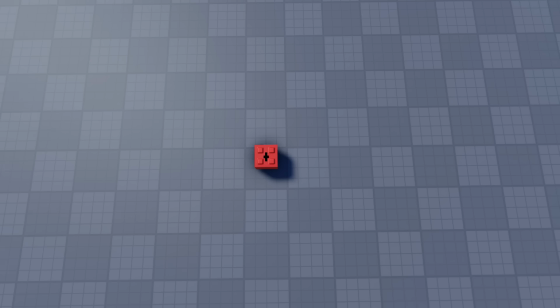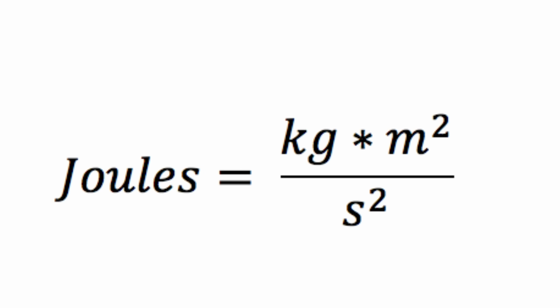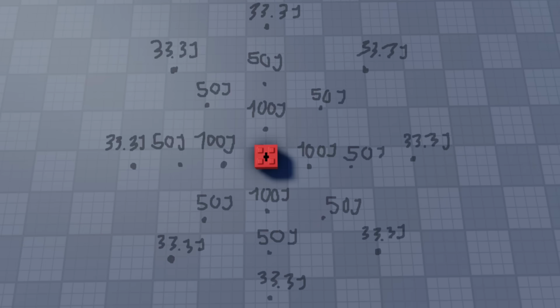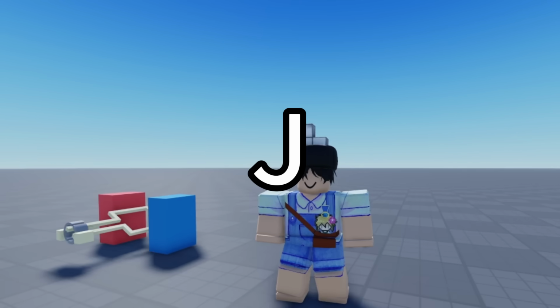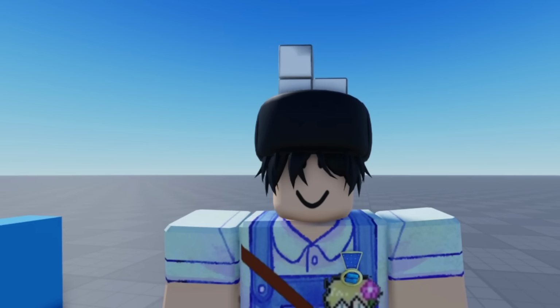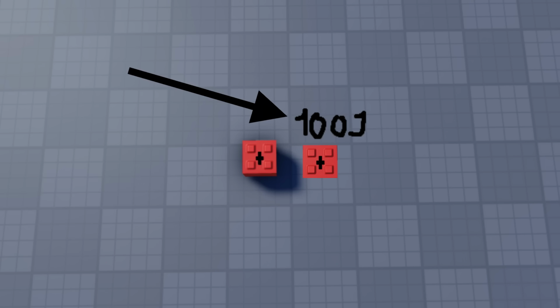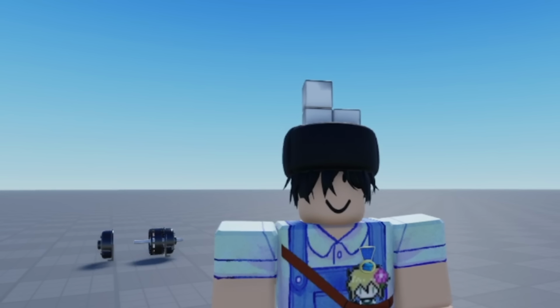We can give each point here a value in joules, which is the unit of energy, to denote how much electric potential energy is at that point. However, we can normalize this by dividing by the charge, so that if I place 1 coulomb of charge here, I get the amount of joules of electric potential energy. And joules per unit charge is voltage.